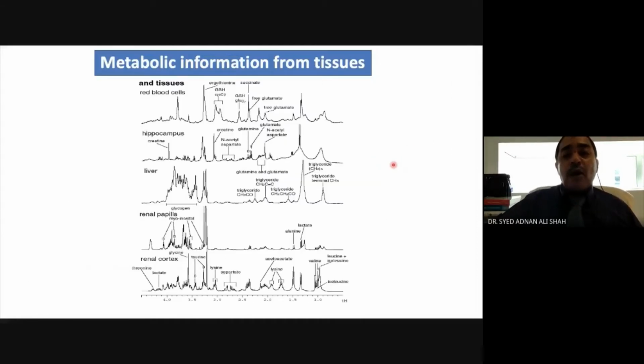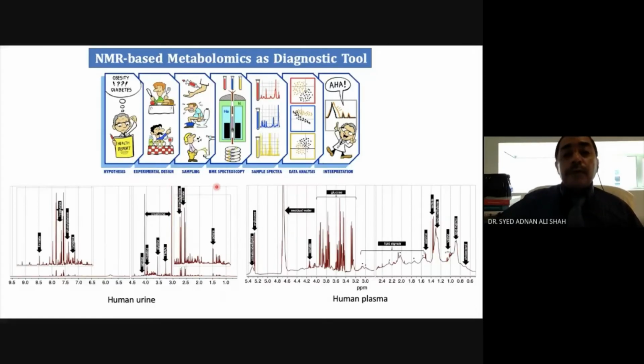So this is the metabolic information from the tissues. So you can see the tissues from the liver, the red blood cells, and so different metabolite information we can get with the help of this instrument, NMR. It can also be used as a diagnostic tool.